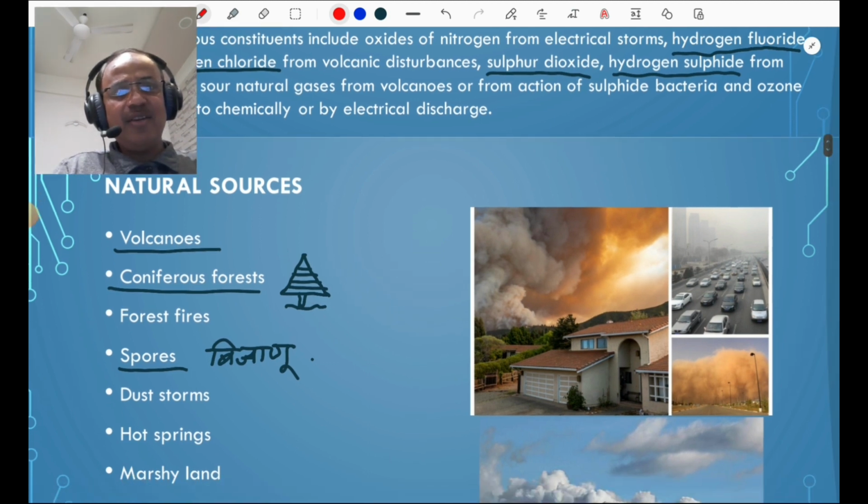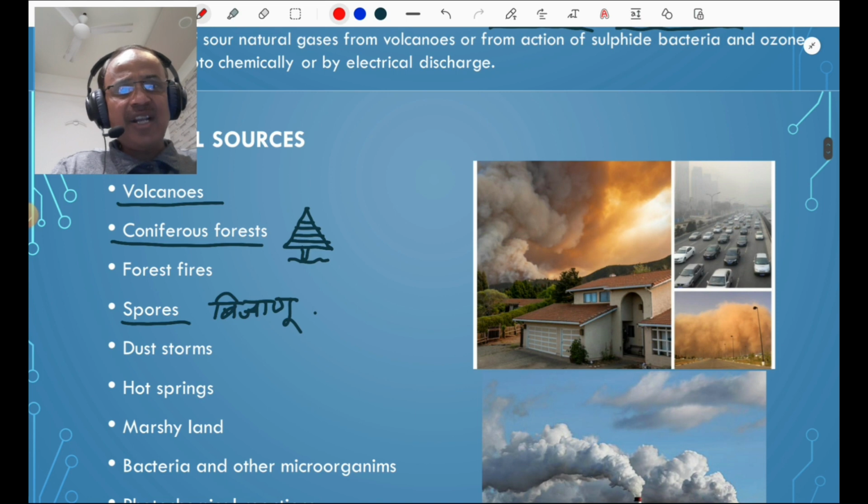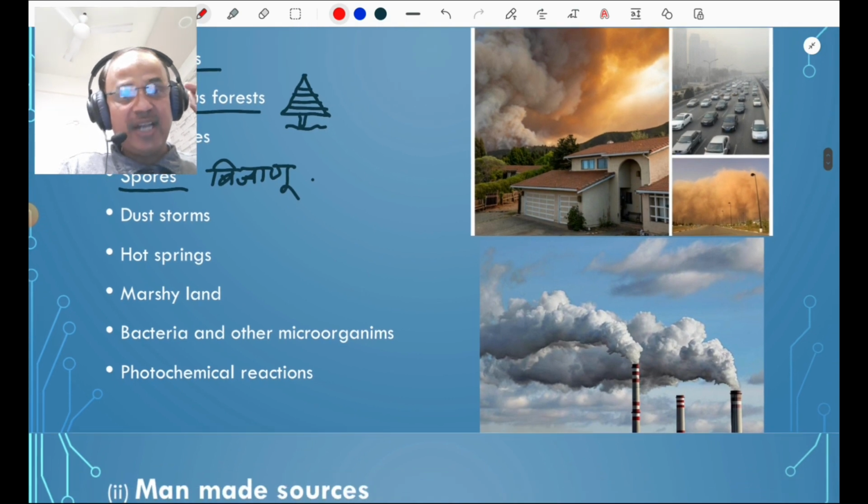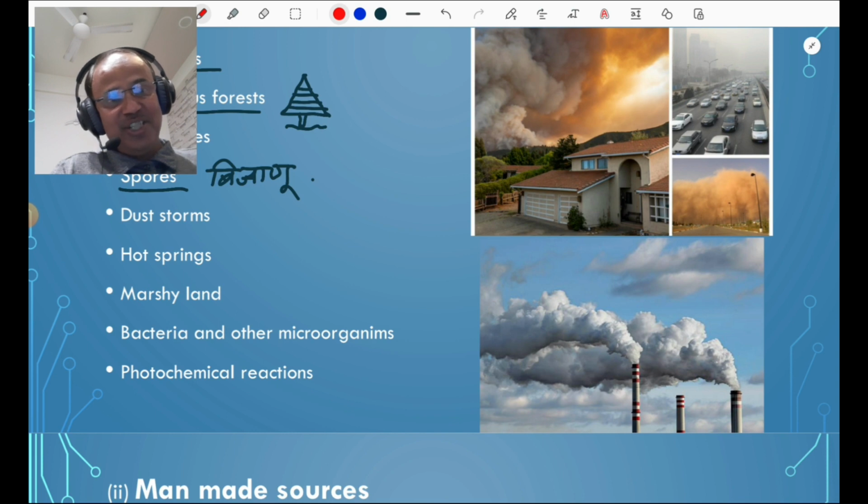Then we are going to discuss these natural sources briefly. First, as discussed earlier, volcanoes or volcanic eruptions. Second is coniferous forests, meaning conical shaped trees are there in that forest. Such a forest also causes air pollution. Forest fires, spores, dust storms, hot springs, marshy lands, bacteria and other microorganisms and photochemical reactions, as seen in these photographs.